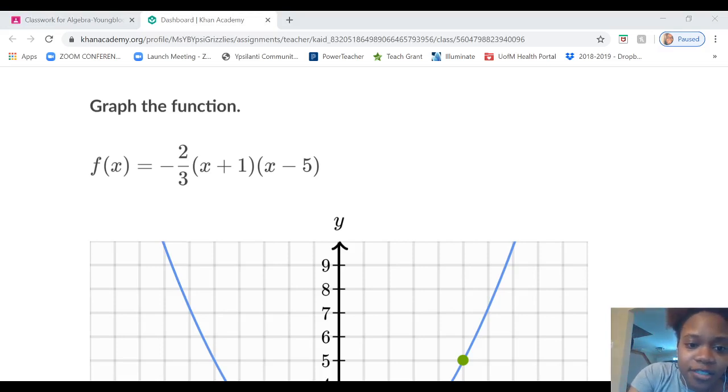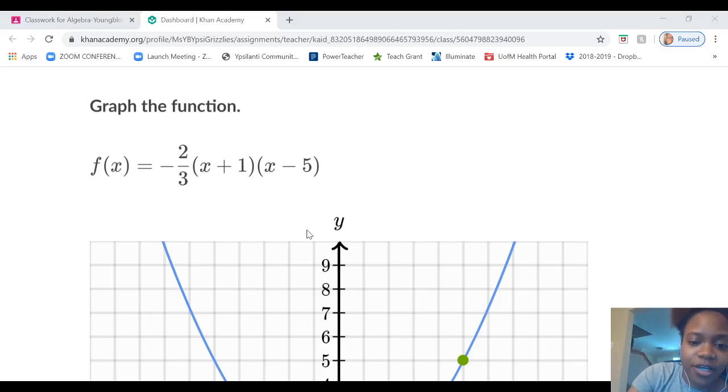So now we need to plug in this 2 for x. So we're going to have f of 2. So remember, this is the exact same thing as y, but I want you guys to get used to seeing that f of x function notation. So f of 2 equals -2/3 times 2 plus 1 times 2 minus 5. So all we did was plug in this 2 in for those x's.